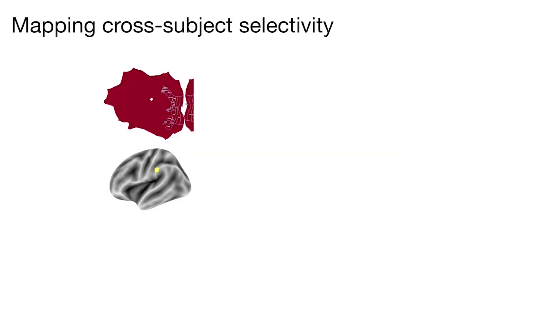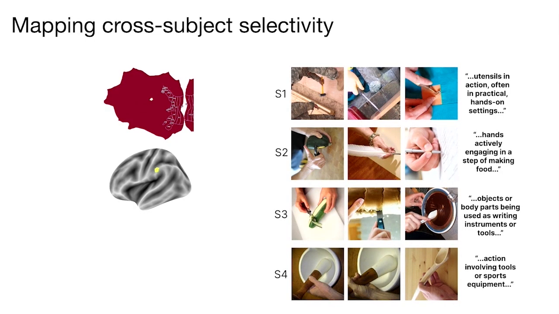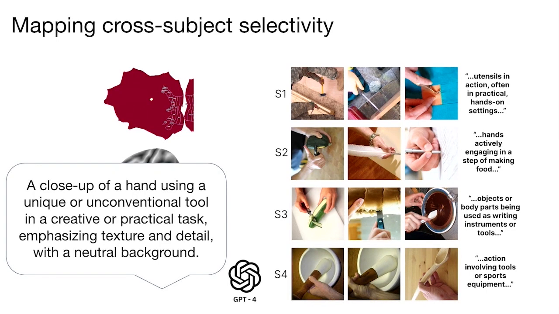I'm just going to show you one area that we identified. And for this area, these are the most activating images across subjects. This is according to our encoder. We never showed this to any subjects. And when we show this to ChatGPT or GPT-4 here, it gives us an overview of what this area could be. And it goes like, oh, it's a close-up of a hand using a unique or unconventional tool.